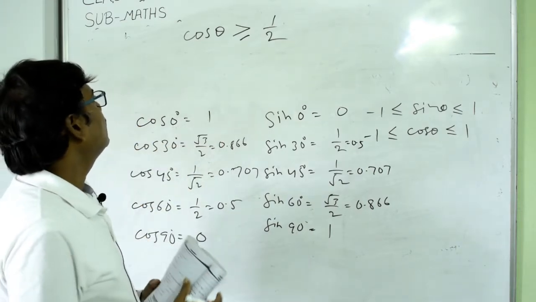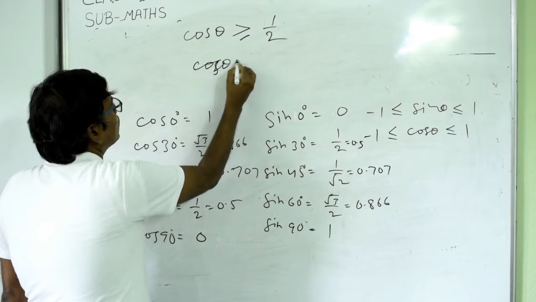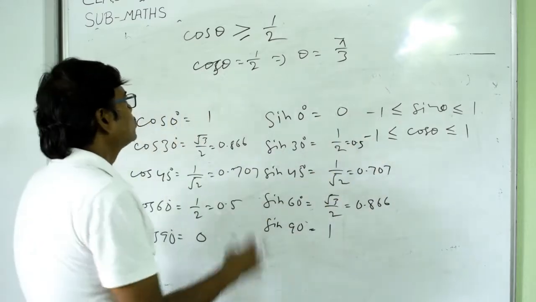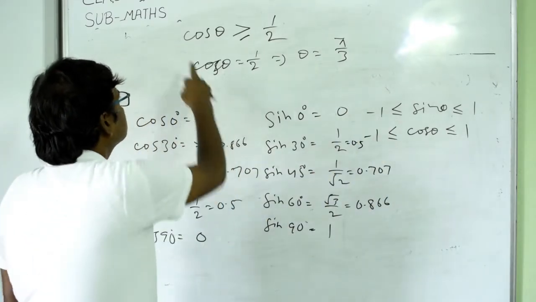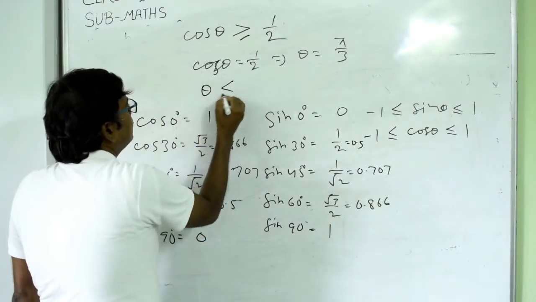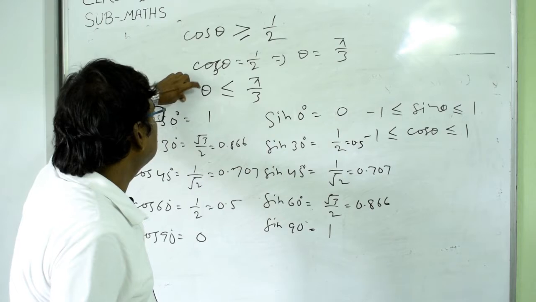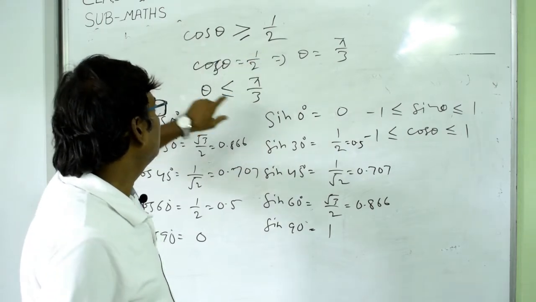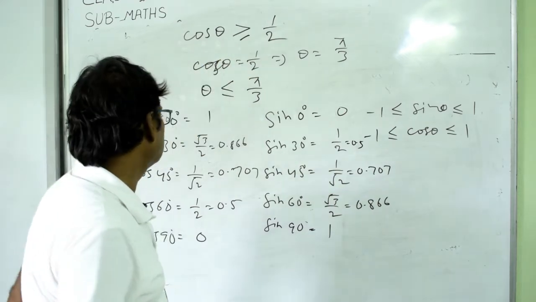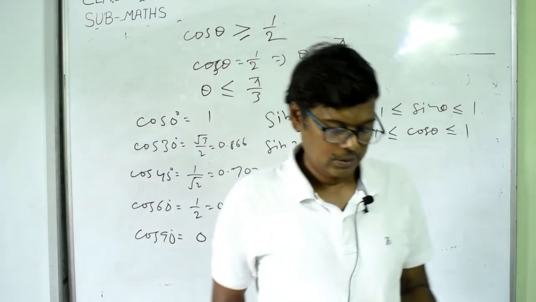So when cos theta is greater than or equal to 1 by 2, suppose cos theta equals 1 by 2, then this implies theta equals pi by 3. The value of cos theta will be larger than 1 by 2 only when theta is less than or equal to pi by 3. When theta equals pi by 3, cos theta equals 1 by 2, and when theta is less than pi by 3, cos theta will be more than 1 by 2, because when the angle is increasing, the value is decreasing. That is why the option is A.